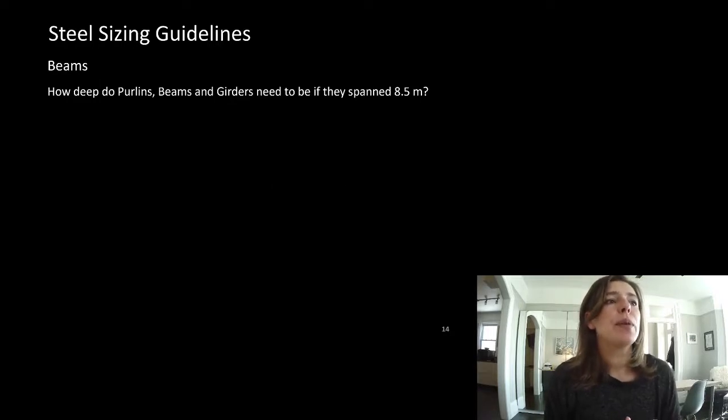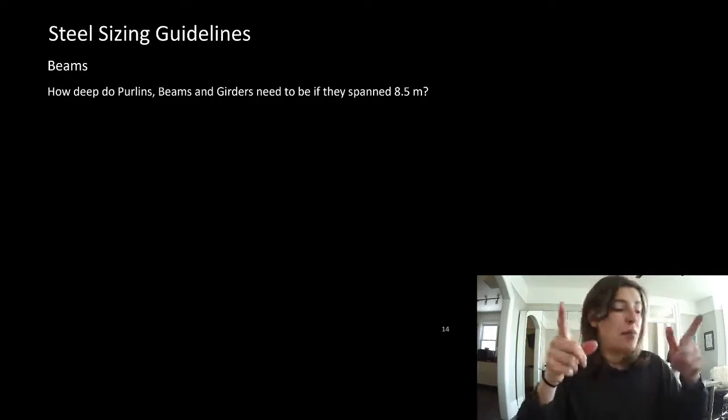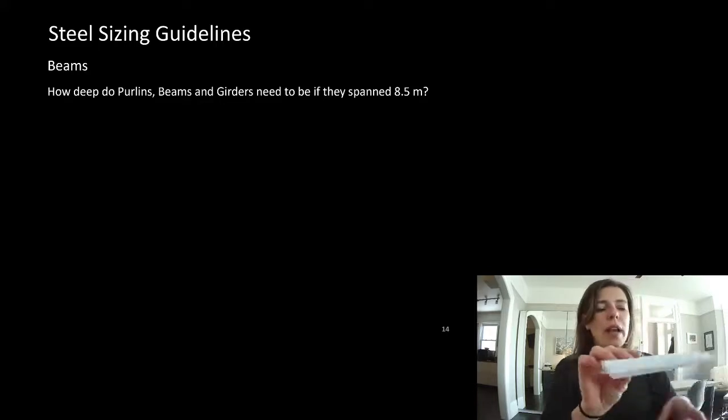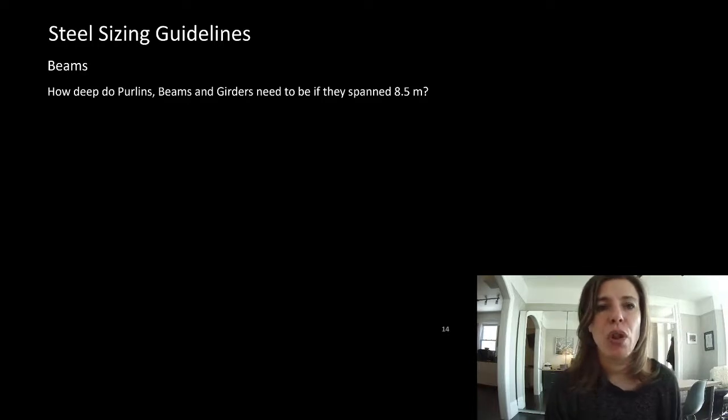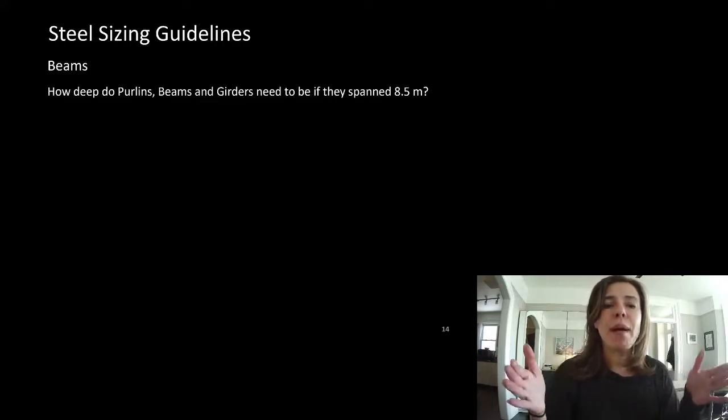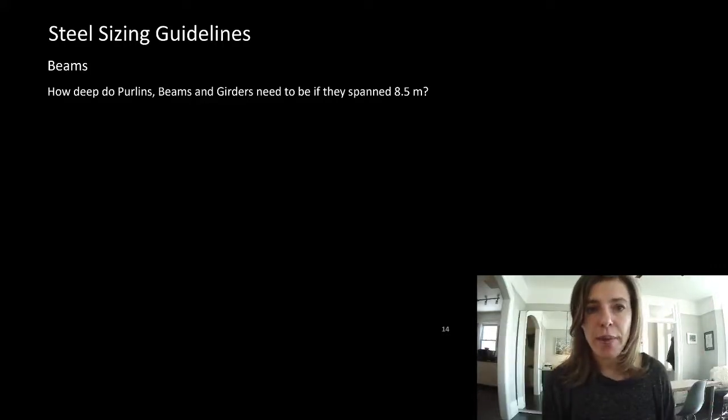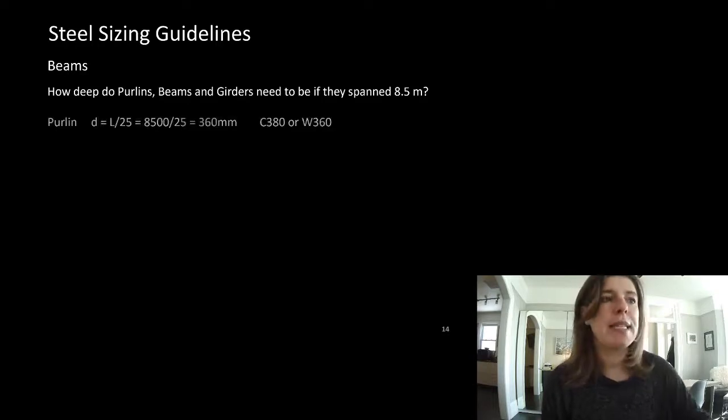So how deep do purlins, beams, and girders need to be if they span 8.5 meters? So if we had my fingers supporting the deck, and my fingers were 8.5 meters long, how deep do they need to be? If the thing my fingers were spanning to was also 8.5 meters long, how deep does it need to be? And if that member also had a big transfer coming down on it, how deep would it need to be?